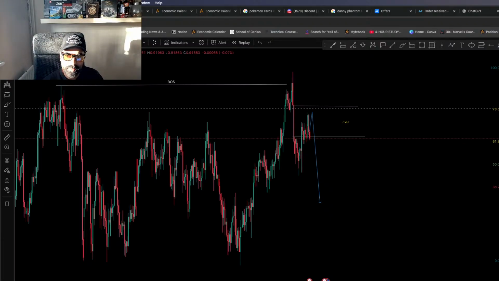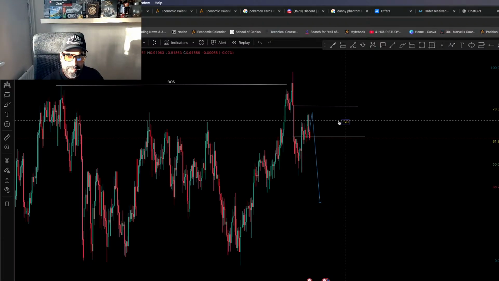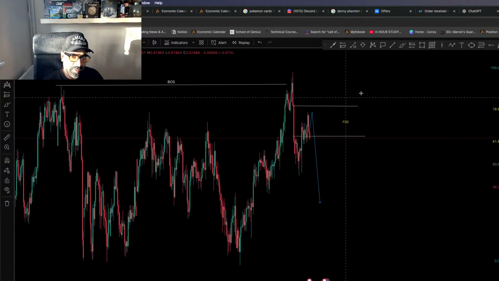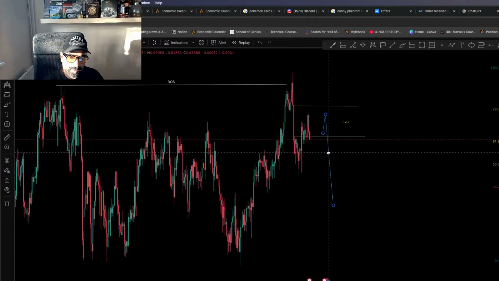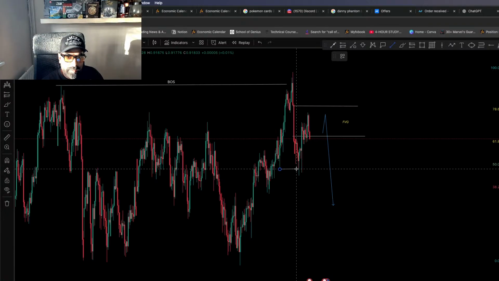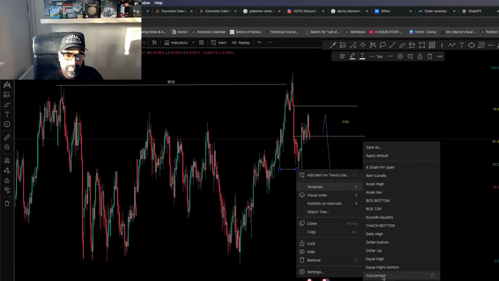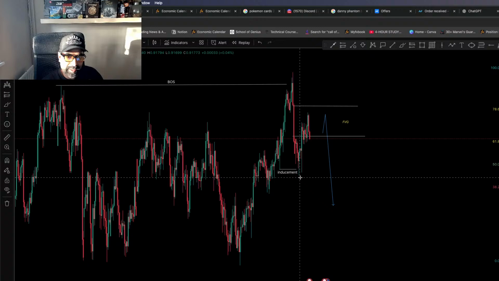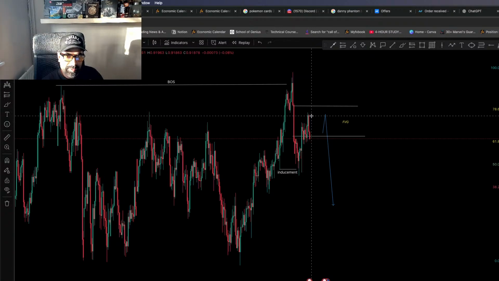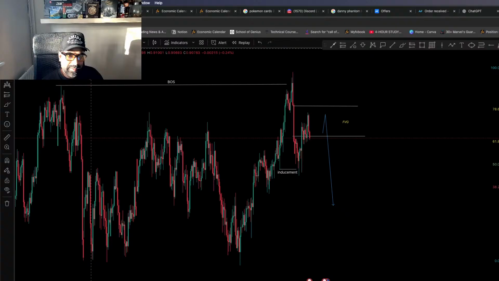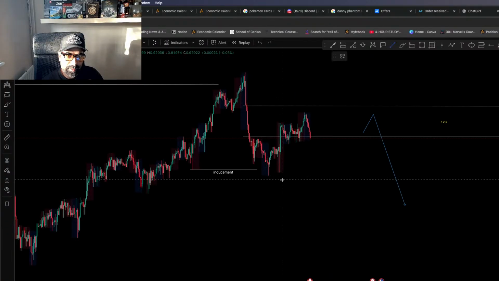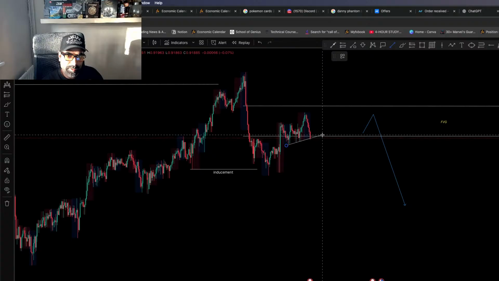Fair value gap, yeah. So it is hitting 78.6, and this is not a bad trade actually. You had a liquidity grab here. I would say inducement, but see there, going up. It's bouncing here, but right now it's in this sort of range at the moment. So if it breaks out, it breaks out.